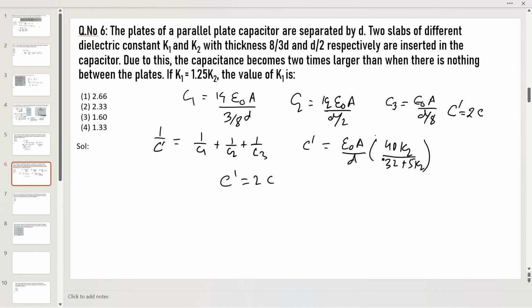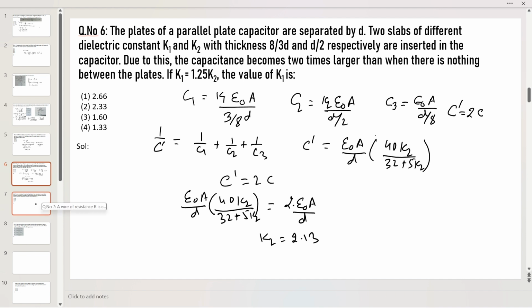Now you place this value of C dash here. When I place this value, epsilon naught A by d, bracket 40 K2 divided by 32 plus 5 K2, close bracket, this is equal to 2 times epsilon naught A by d. This was your original capacitance. Now if you solve this, you are going to get K2 is equal to 2.13.